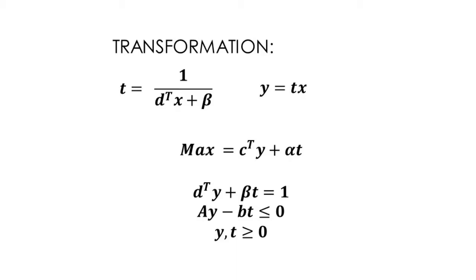So we change our decision variable X to a decision variable Y, which is expressed in terms of T and X. Then our new linear programming formulation will be maximization of C transpose Y plus alpha T, with constraints D transpose Y plus beta T is equal to 1, and your regular constraints AY minus BT is less than or equal to 0, with Y and T all being greater than or equal to 0. To better illustrate this transformation, we will do this with an example.